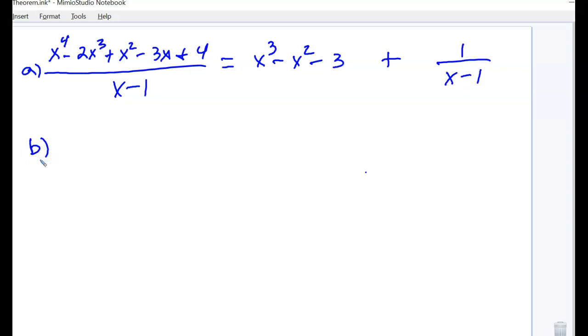Part B, they want me to list any restrictions on the denominator and the variable. Well, the only value x can be is x cannot be 1, because then I'm dividing by 0.